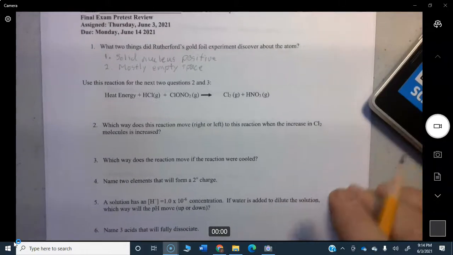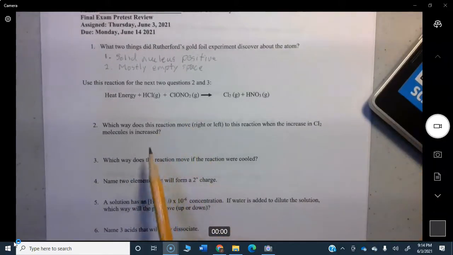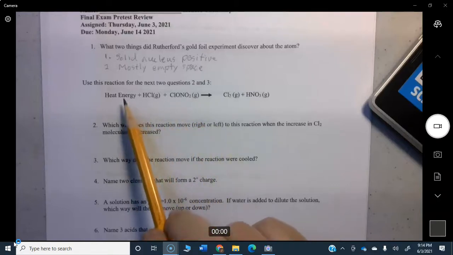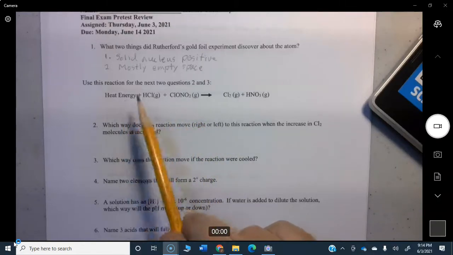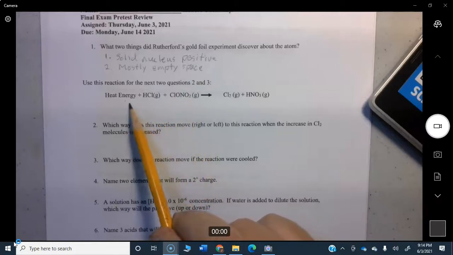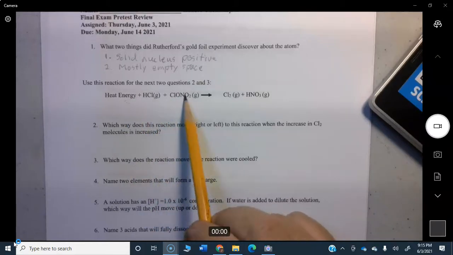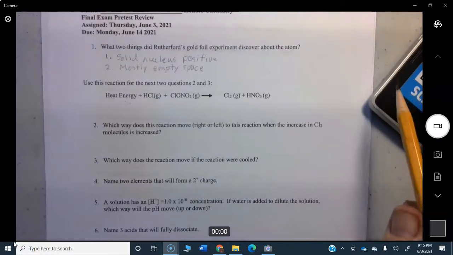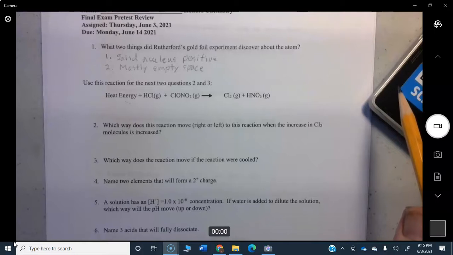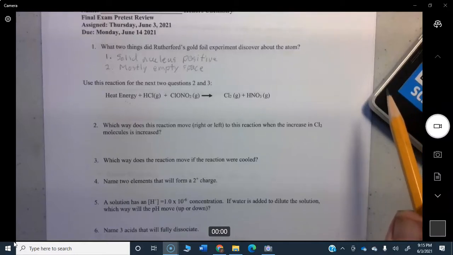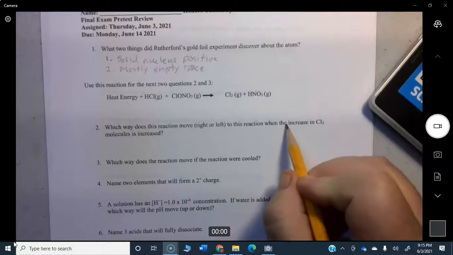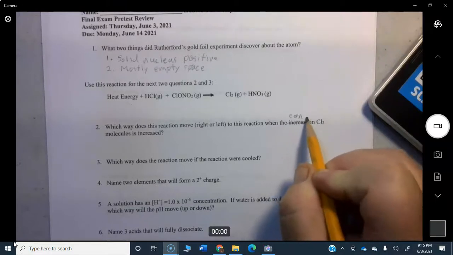Okay, the next one is going to be for questions 2 and 3. So here we have a chemical reaction. It's an endothermic reaction because heat goes in on the reactant side. You treat heat like a reactant, so it goes into the reaction to make it move from left to right. Okay, so which way does the reaction move, left or right, when the concentration of Cl2 molecules is increased? So I'll change that.